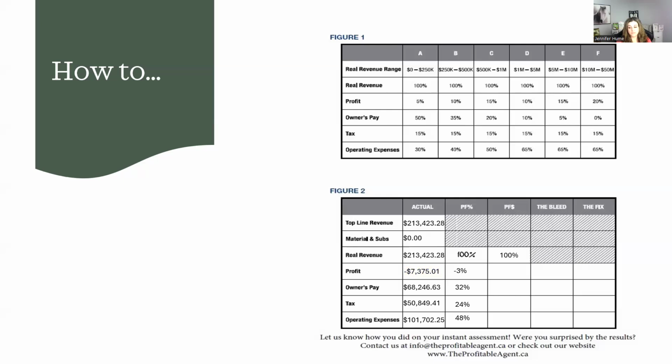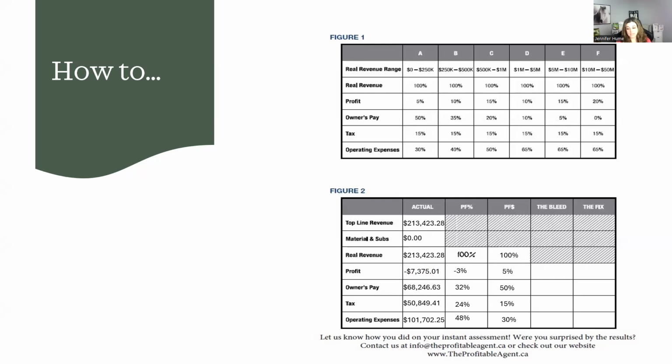So what does that mean for Sally? Well, she's negative 3% profit. So she's not very profitable right now. She pays herself 32% of the income coming in from her business. 24% went to tax and 48% went to operating expenses. Based on Sally's income, she fits into column A, businesses running from 0 to 250,000. So 5, 50, 15, and 30% are the percentages that we're going to use to be her ending numbers.